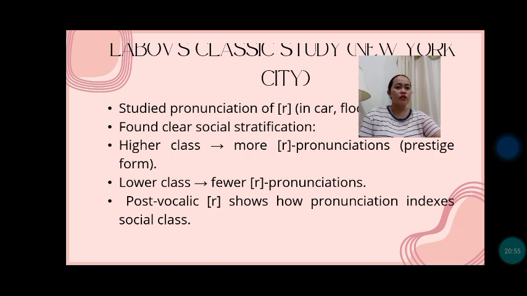Okay, I also have here a study from New York, Labov's classic study. William Labov, a well-known sociolinguist, conducted a famous study in New York City. He looked at how people pronounce the letter R in words like car and floor. He discovered that the higher a person's social class, the more likely they were to pronounce R clearly. Those in lower classes tend to drop it more often. So this showed a direct link between pronunciation and social status.